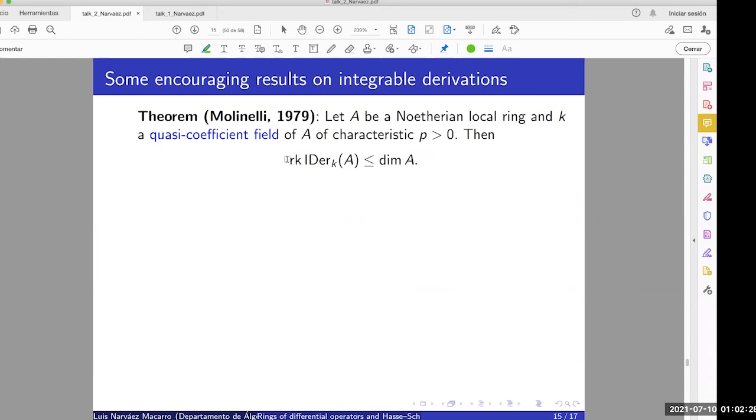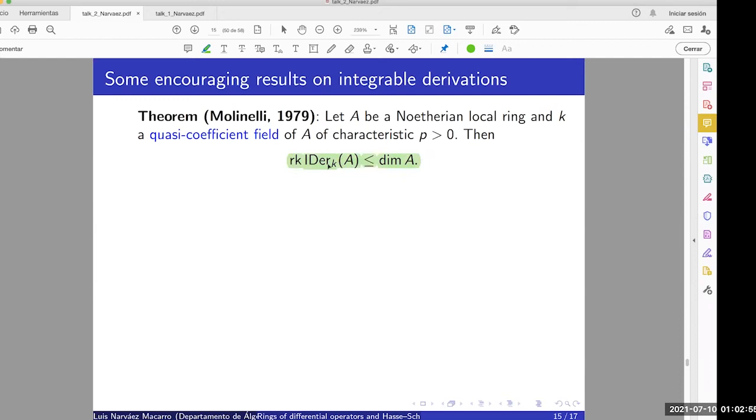And so an interesting result is, if you are in positive characteristic, you know that the module of derivations over the base field can be very big with respect to the dimension, okay? But if you take the integrable derivations, there is always a good bound, okay? So this is something interesting for integrable derivations.